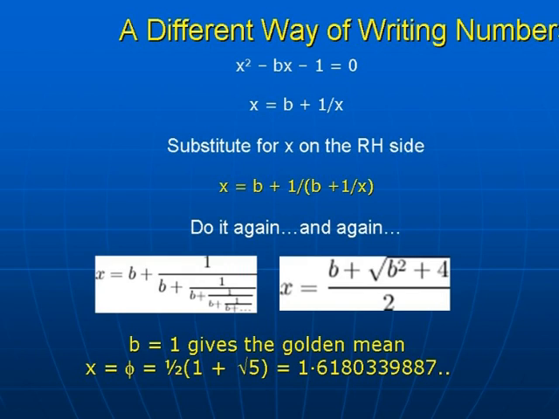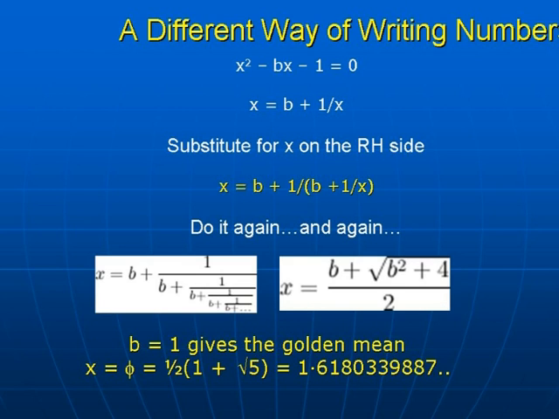So x will be b plus 1 over b plus 1 over x. And then we could do the same again. We could substitute for that x there using this formula, the whole of this formula, and do that again and again and again. What would result would be this typesetter's nightmare, that you'll see we'll change notation in a moment: x looks like b plus 1 over b plus 1 over b plus 1 over b plus 1 over b plus 1 over b, and so on forever.